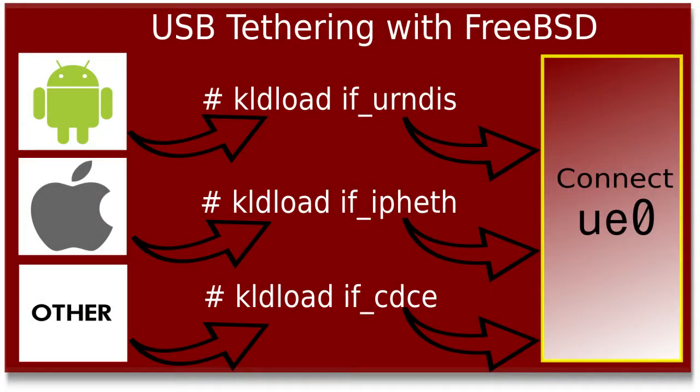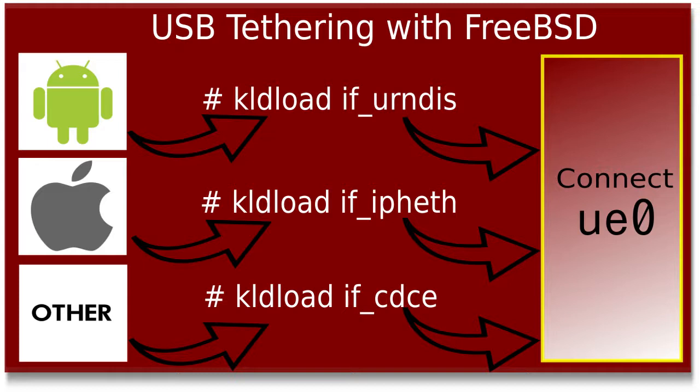If you want to share your mobile data over USB, often referred to as tethering, FreeBSD allows that by loading in the appropriate kernel driver. Android devices mainly use the urndis driver, Apple uses the ipheth driver, and older other devices will often use the cdce driver. It goes without saying that you need to actually make sure that the USB tethering option is enabled on your device.